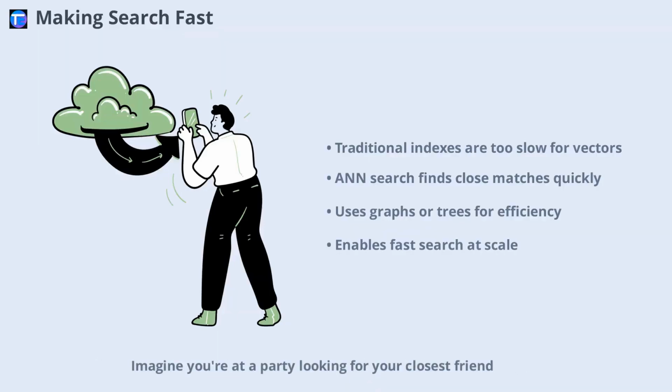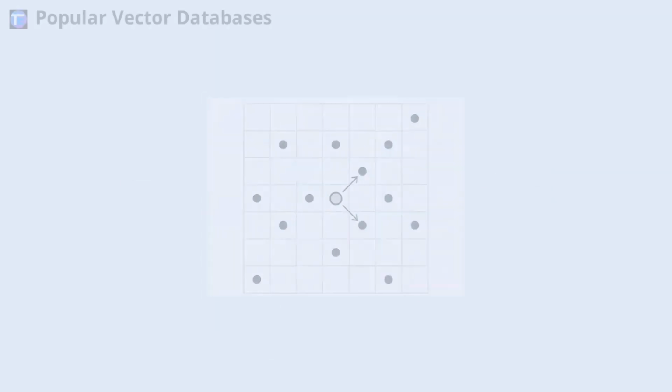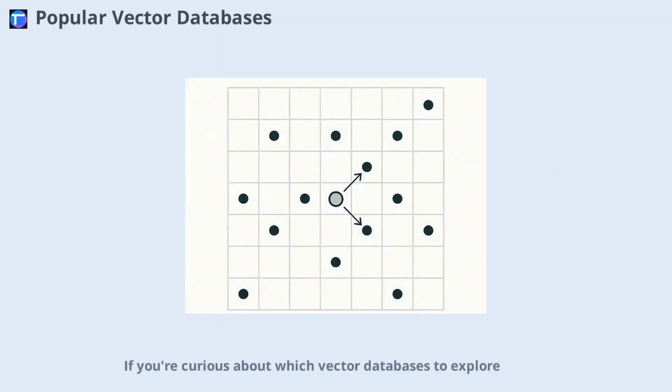Imagine you're at a party looking for your closest friend. Instead of checking every face, you go straight to the group they usually hang out with. ANN works similarly, using structures like graphs or trees to jump directly to likely matches, making searches lightning fast even with massive datasets.